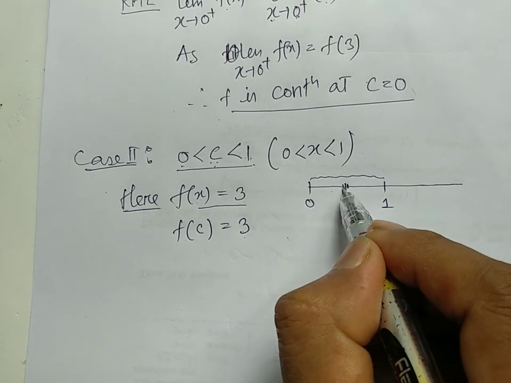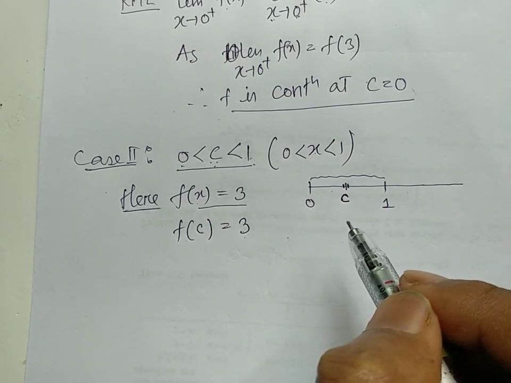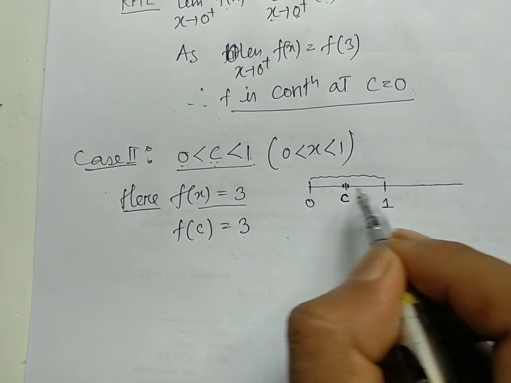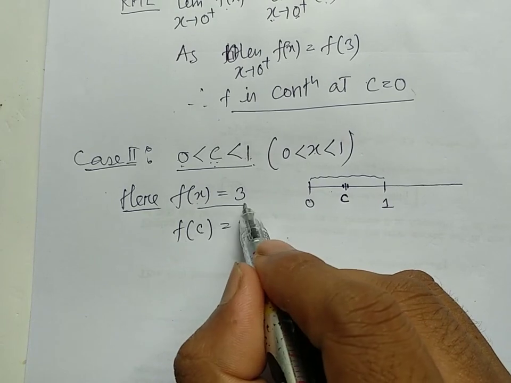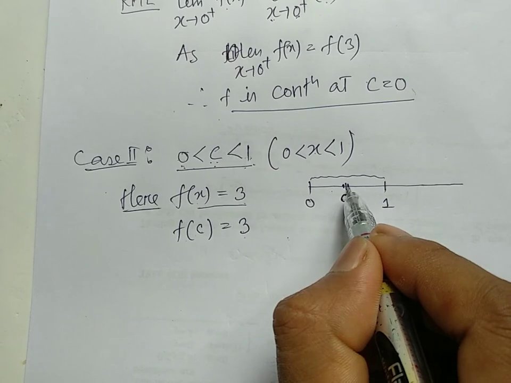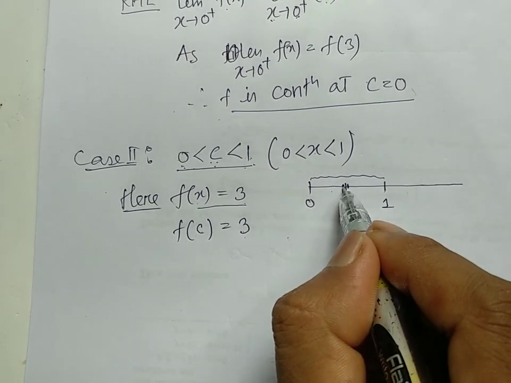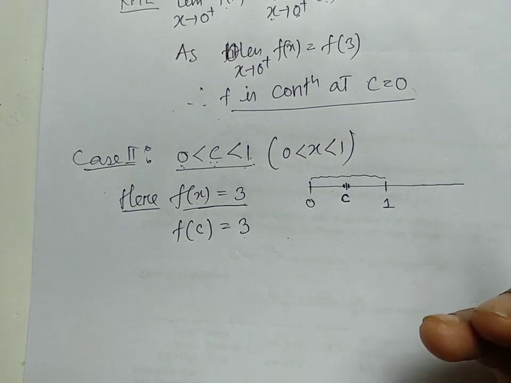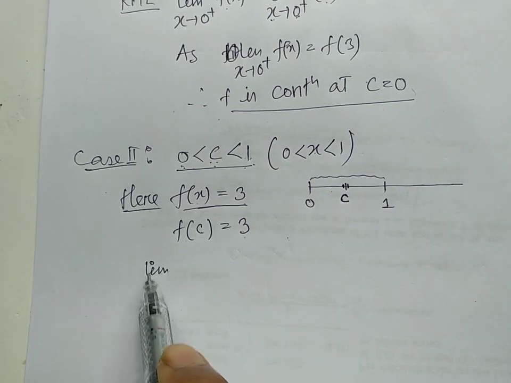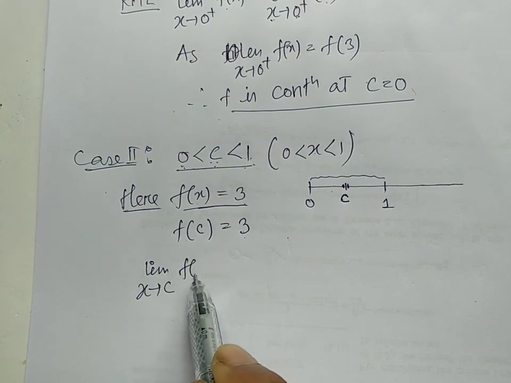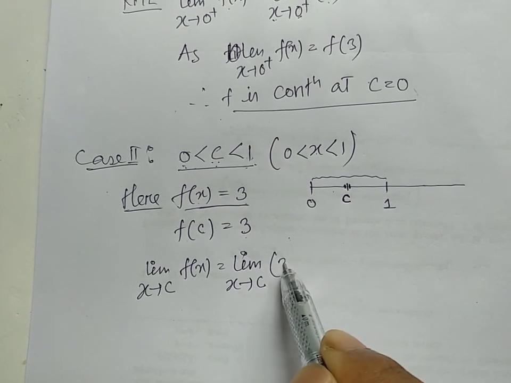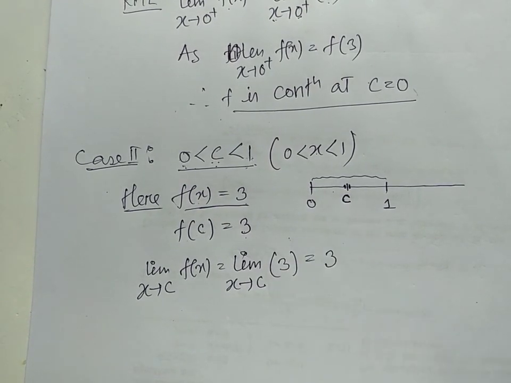If we consider the left hand limit for c, it also lies between 0 and 1. That means the functional expression will be equal to 3. So in this type of inequality case, if we consider the right hand limit as well as the left hand limit, the functional value remains the same. That's why we will not try to find the right hand and left hand limits. What we will do is find directly the limit x tends to c f of x, which equals 3. So the answer will be 3.